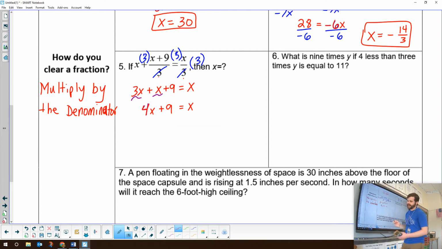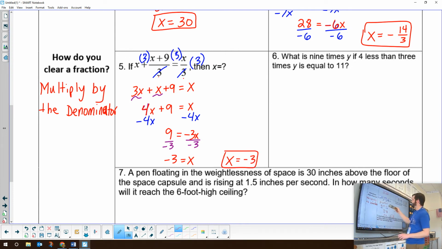Now, I want my x's all on one side. I want my 9 on the other side. So what I'm going to do is minus 4x here, minus 4x here, we're going to get negative 3x equals 9. Then I'm going to divide both sides by negative 3 to get that out of the way. And we're going to get our answer of x equals negative 3. If you prefer to rewrite this like this, that's okay. X equals negative 3, just like that.